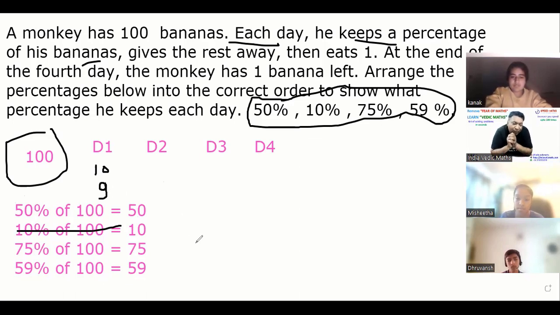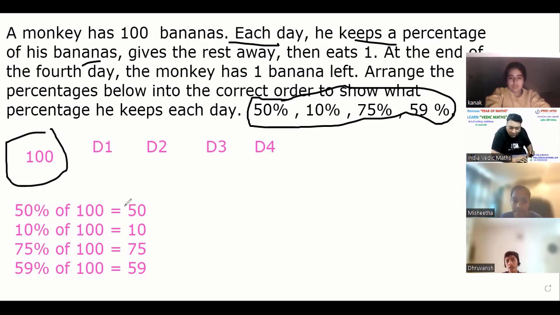Now, which percentage will you take out of 9? 50%, 75% or 59%? 59% will not give you a full number. 50% will not give you a full number. What is 75% of 9? Again, it's not a full number, right? So that is wrong. It means 10% cannot be the first answer. Okay, this is gone. So that way you have to find out. So the first day is not 10%.